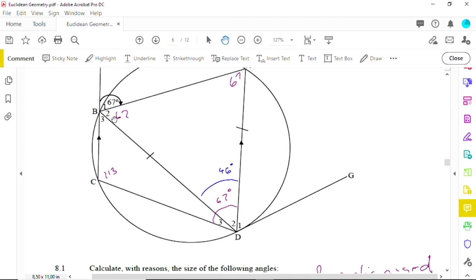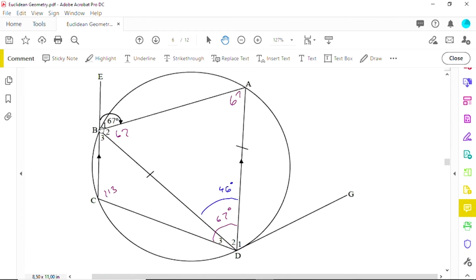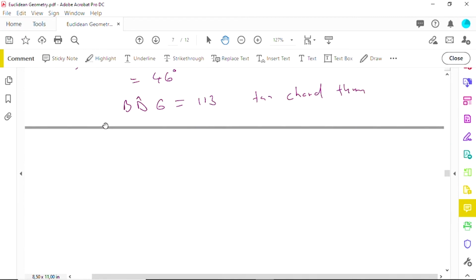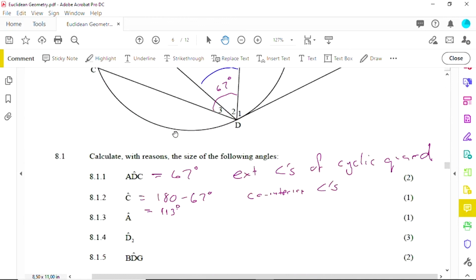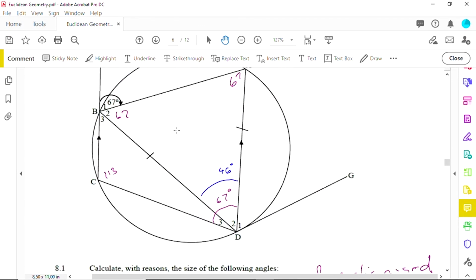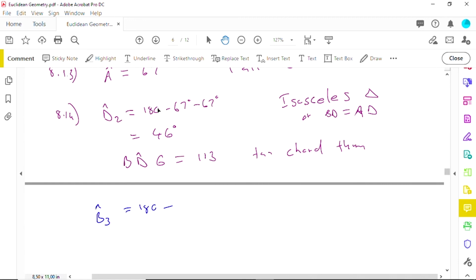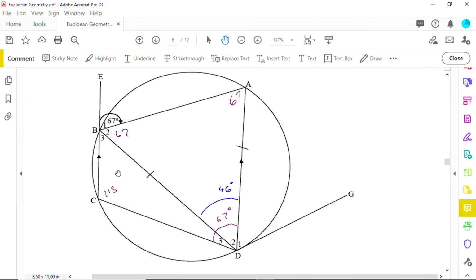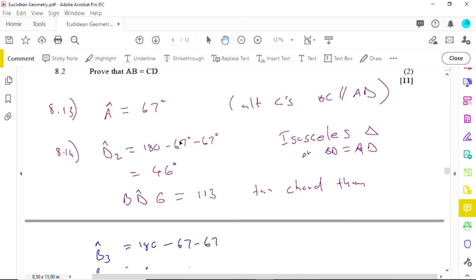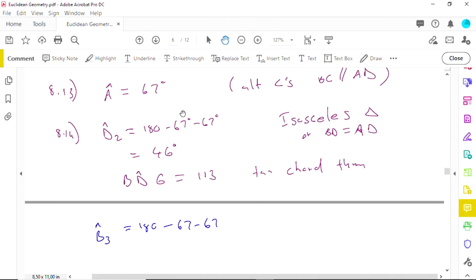Okay, this is 67 degrees and this is 67 degrees. So we have B3. Let me just check if we've worked out B3. No. B3 is equal to 180 minus 67 minus 67. It's a straight line. We have a straight line CBD. So it is 180 degrees minus this 67 minus this 67. We should get B3, which is the same as this value, equal to 46 degrees.